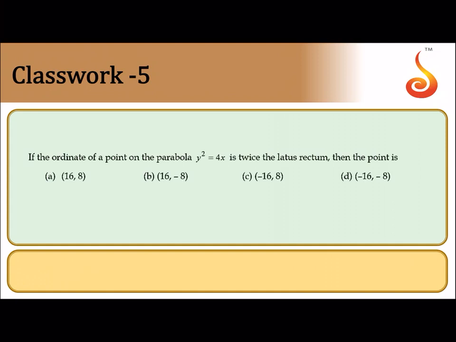So option C is correct. Example 5. The ordinate of a point on the parabola y square equal to 4x is twice the latus rectum. Then the point is? So this is the parabola given to you, y square equal to 4x. This is the ordinate. Suppose the point P is x1 comma y1.